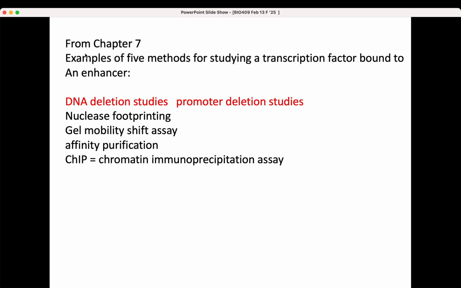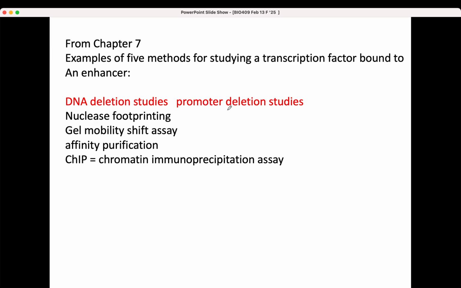And again, here are just some tools that molecular biologists have used over the years to identify the organization of the cis regulatory region. So we're just going to learn five, and the first one is DNA deletion studies.